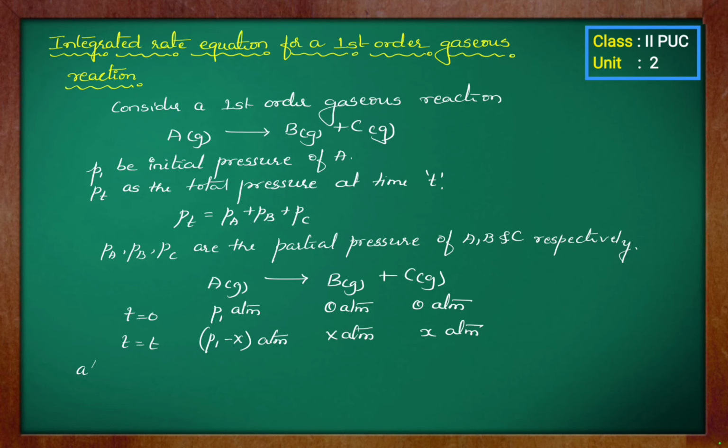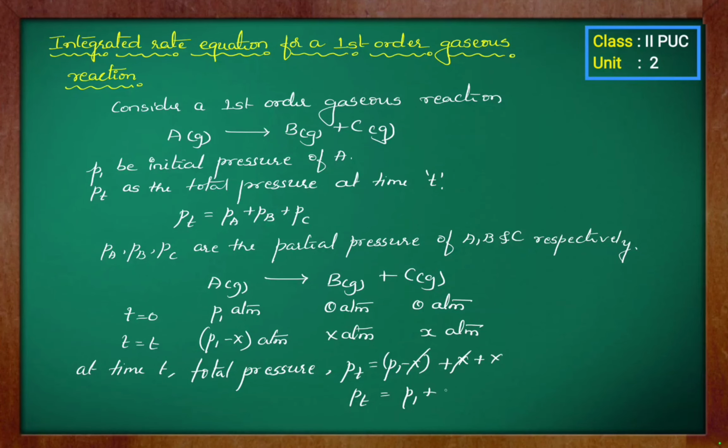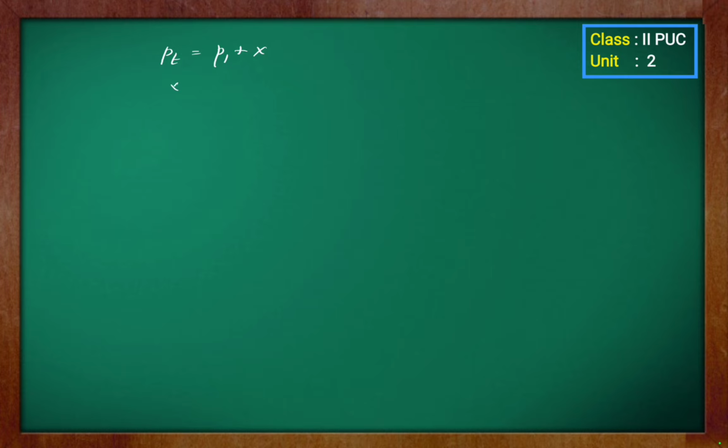Now at time t, total pressure is Pt, which is the sum of the pressures of A, B and C. So that is P1 minus X plus X plus X, which are the pressures of A, B and C. Here minus X and plus X get cancelled with one another. So I can write Pt is equal to P1 plus X. Rearranging this expression, I can write the decrease in the pressure of the reactant, X, is equal to Pt minus P1. Let me write this equation as 1 and the equation for X as 2.